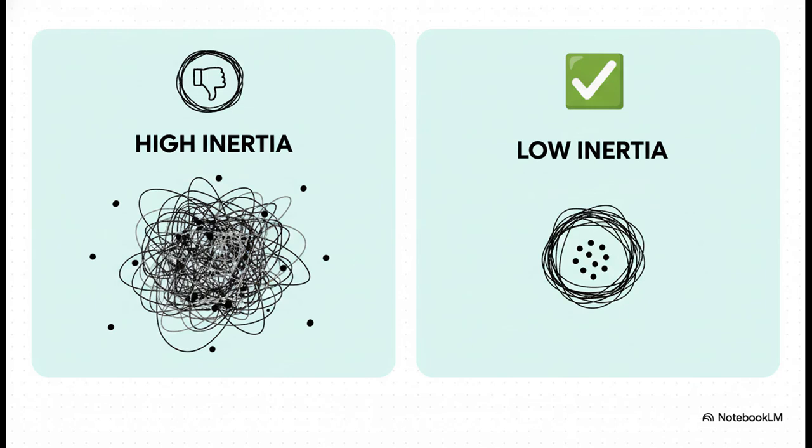So the goal becomes really simple. High inertia is bad. It means our group is a mess, the data points are spread out, and it's not a good representation of anything. What we want is low inertia. That means everything is tightly packed, creating a clear, accurate, and truly representative group. The whole game is to get that messiness score as low as possible.